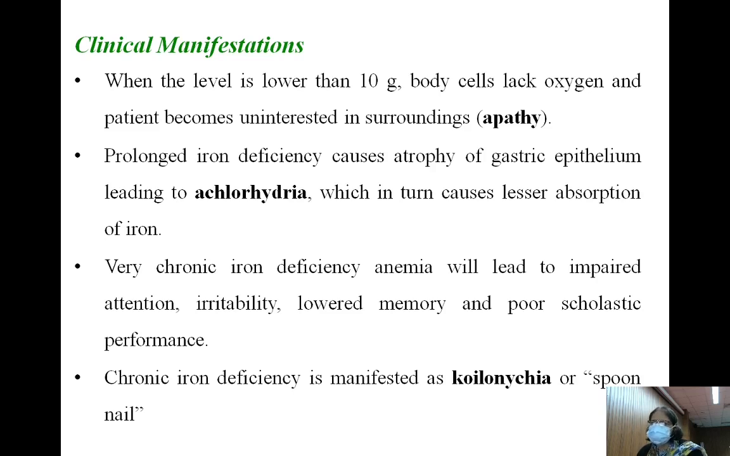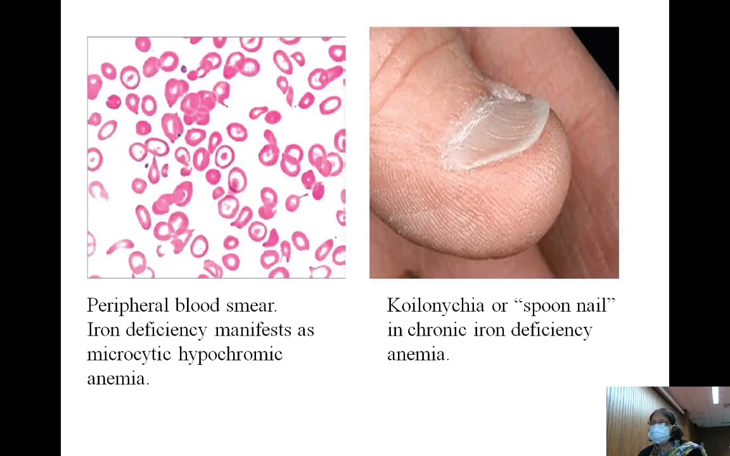These clinical manifestations are very easy. You have to remember only. Chronic iron deficiency is manifested as koilonychia or spoon nails. Peripheral blood smear will show some target cells. These are the target cell, teardrop cell, and nucleated RBC.